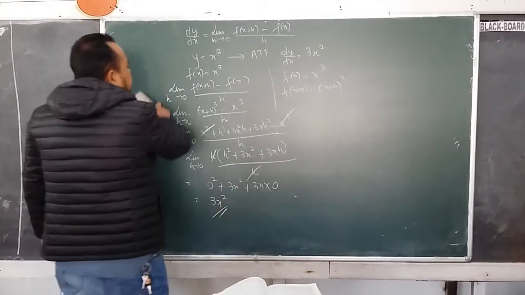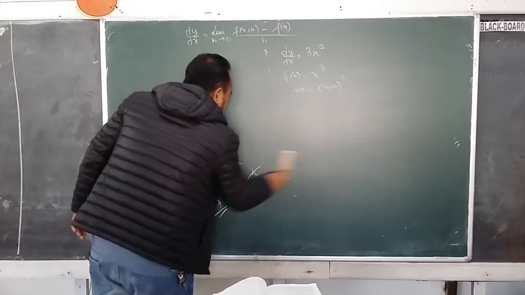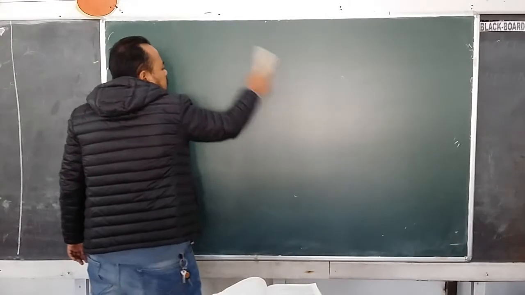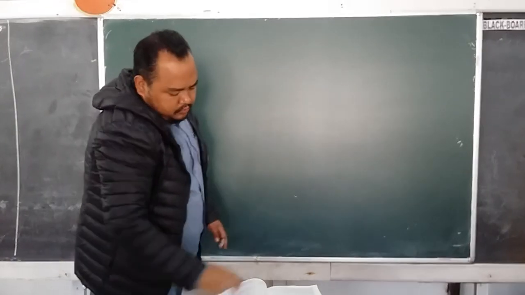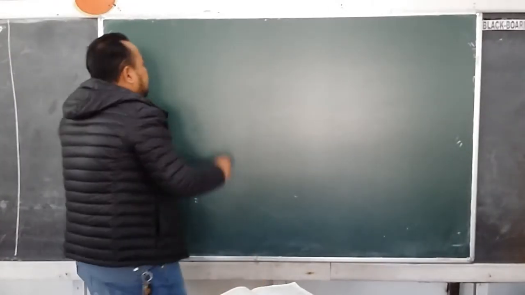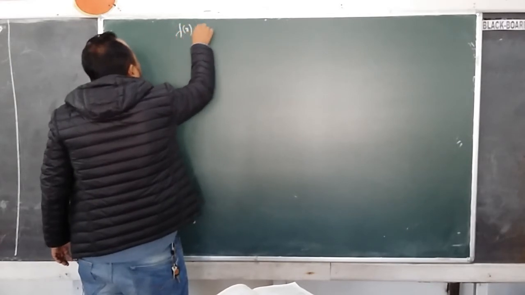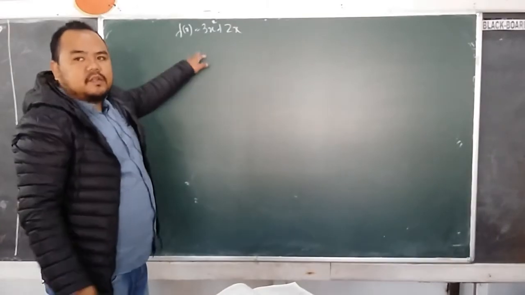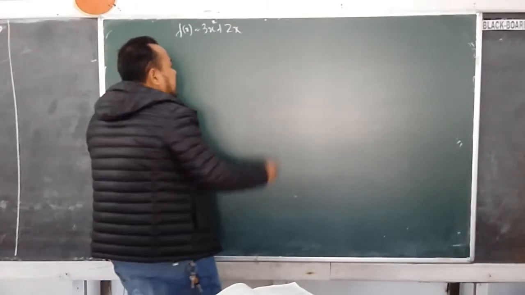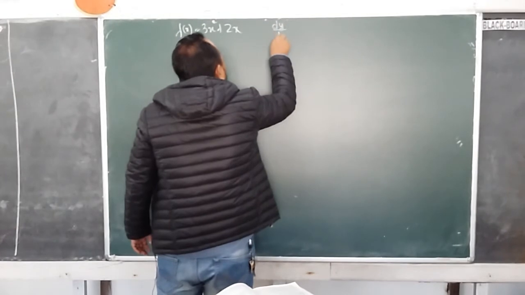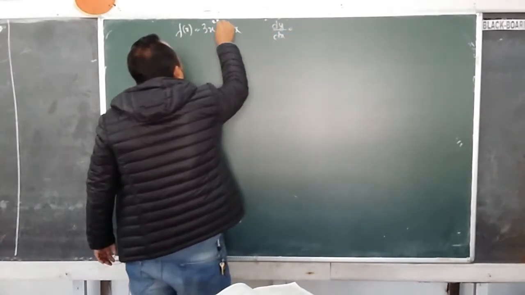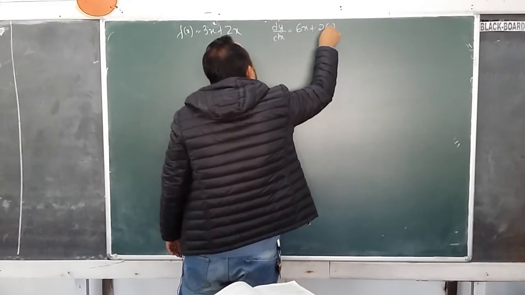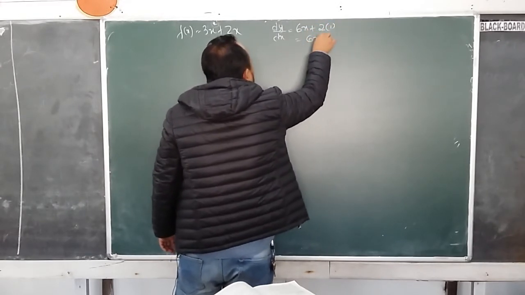I'll give you one more example. Okay, so the function is f of x equal to 3x square plus 2x. So I need to find the derivative of this. So when you differentiate, can you tell me what do you get? What happens to this 2? 2 comes in front, so 3 2s are 6x plus 2 and differentiation of x is 1. That means when you differentiate, you get 6x plus 2.